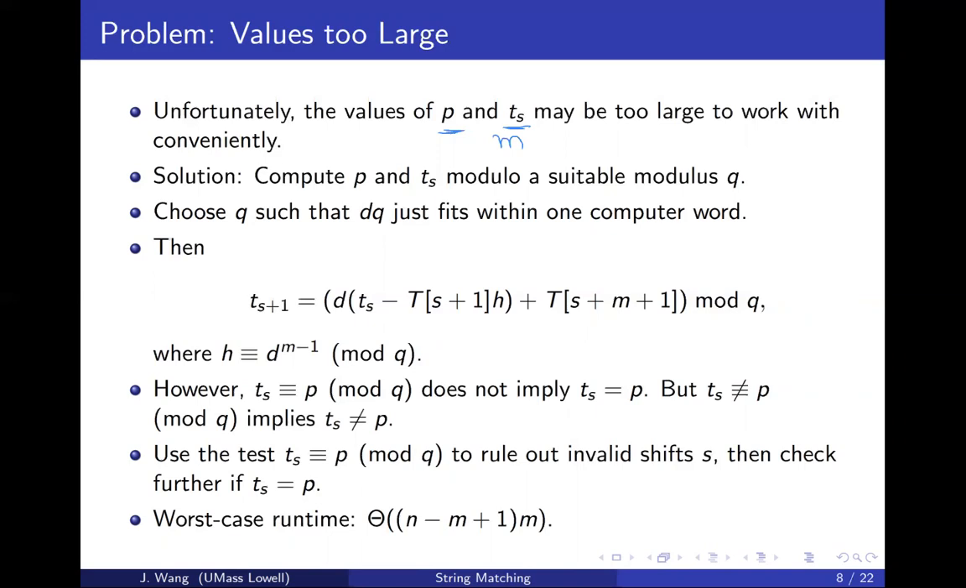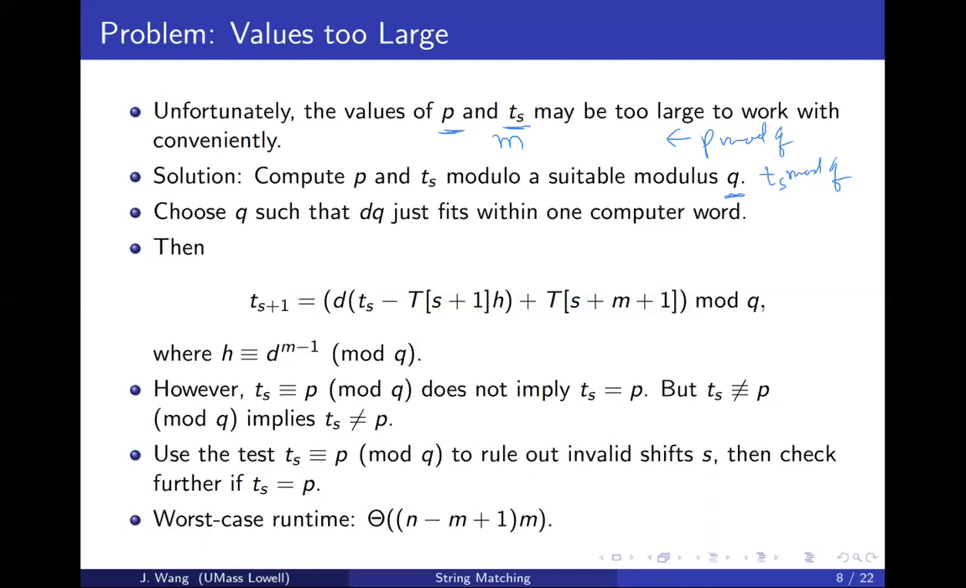To solve this problem, of course, what happens if we take a modular operation and reduce the size of P and the size of T_s? So that's the idea. We're going to select q as a modulus, and then we take P mod q and T_s mod q. To make sure P mod q fits in one computer word, and T_s mod q also fits in one computer word, then we can just use a comparison of two numbers. Okay, so that still takes constant time.